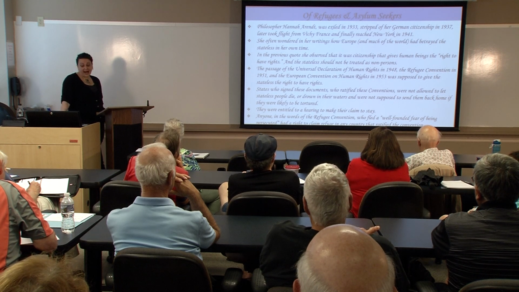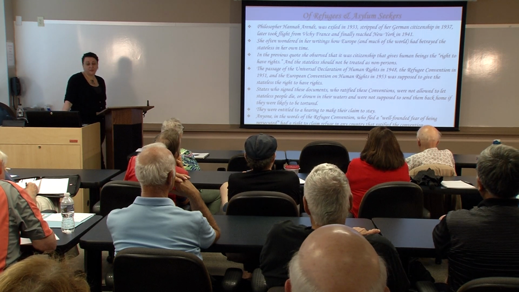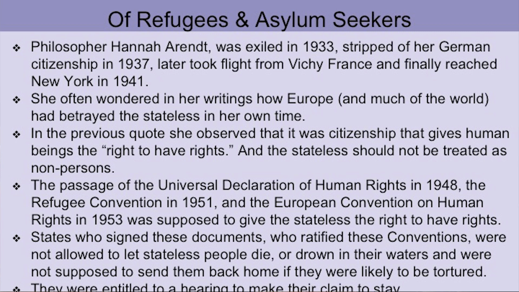So, the passage of the Universal Declaration of Human Rights in 1948, the creation of the Refugee Convention in 1951, and then the European Convention of Human Rights in 1953 were supposed to address this problem that Hannah Arendt is talking about and to give the stateless people of the world their rights.